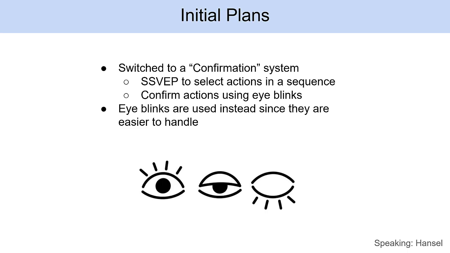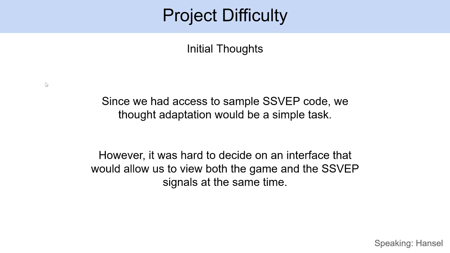Instead, we switched to using eye blinks instead of motor imagery. We decided that it would be easier for the user to select an action using SSVEP, then confirm their selected action using a double blink. To actually get our SSVEP running, we started with the example speller code that we used in the lab, and we thought it would be really simple to implement it.